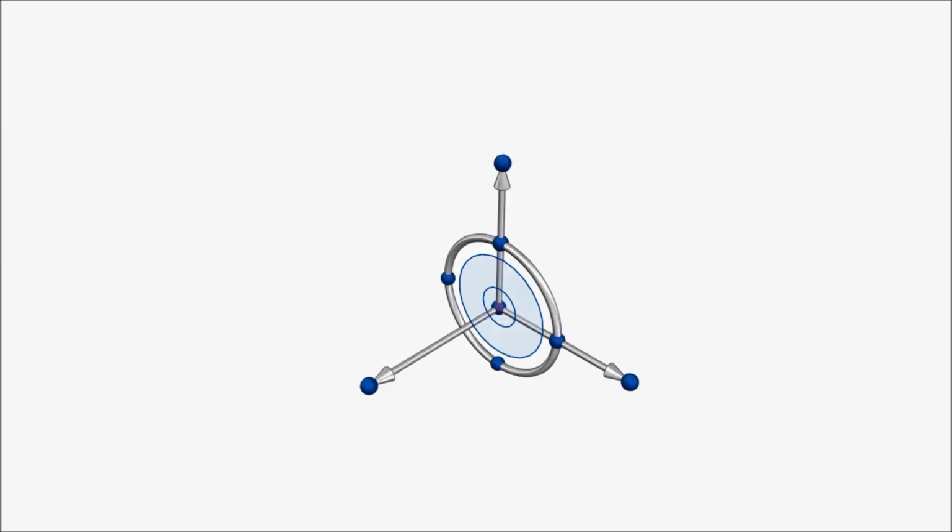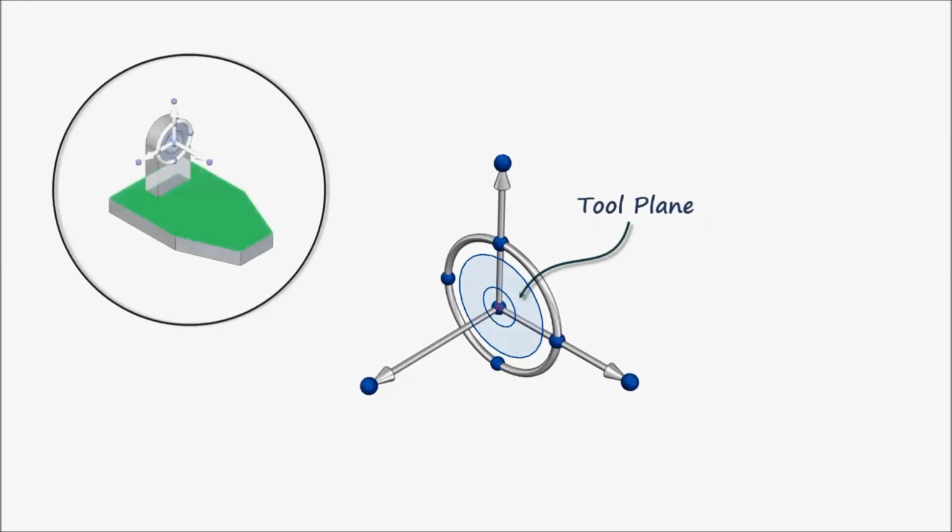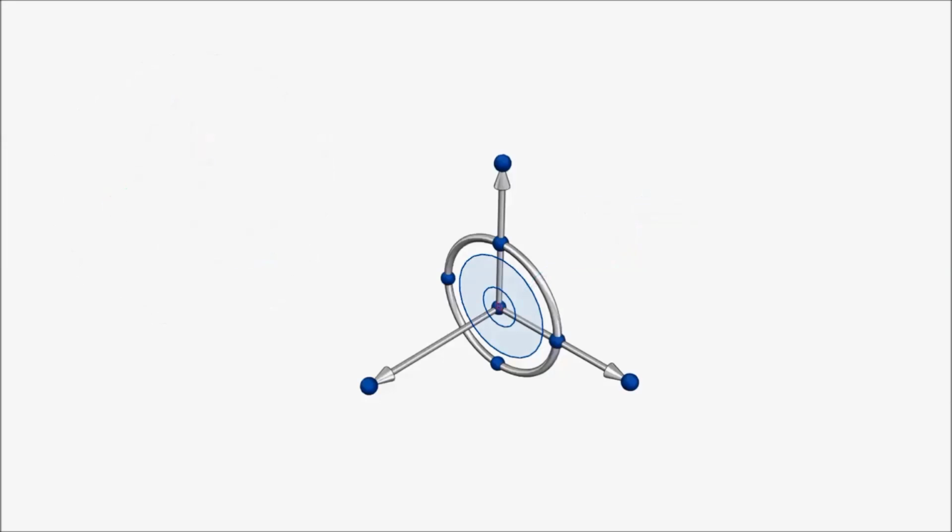Let's take a look. First of all, let's examine the anatomy of the steering wheel. The origin knob is used to define the reference point when moving. You can use the origin knob to reposition the steering wheel to another location on the model. The transparent blue circle in the center of the steering wheel is the tool plane. The tool plane can be used to reorient the steering wheel or to move selected geometry in a plane rather than a single direction.